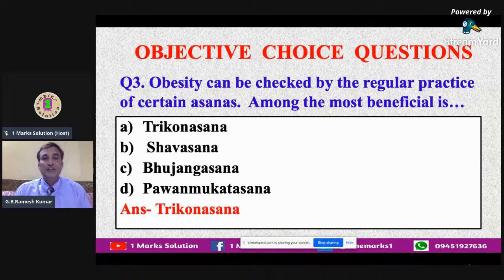The answer is Trikonasana. So why not Shavasana, Bhujangasana, or Pavanmuktasana? Bhujangasana can also be an exercise and one of the important postures. Pavanmukta also is an important posture. We choose Trikonasana because it's directly related to obesity. In obese people, the fat accumulates at the abdominal part. Trikonasana especially works and tones the abdominal part, it twists the upper part so that it reduces the fat and helps to reduce obesity.